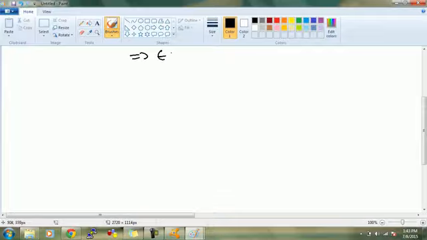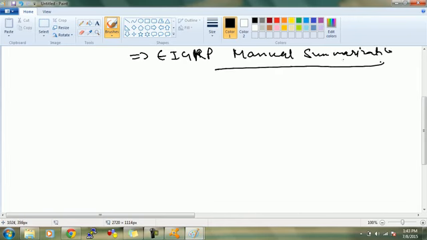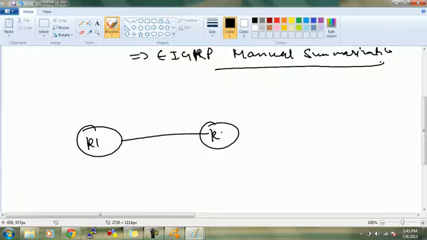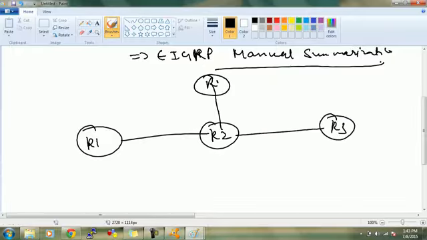Guys, EIGRP supports manual summarization. Manual summarization means you can create a summary. If you have some networks that belong to the same subnet, you can create a summary for those networks. So let's take an example: R1, R2, R3, R4. Fine. Here we have some networks.